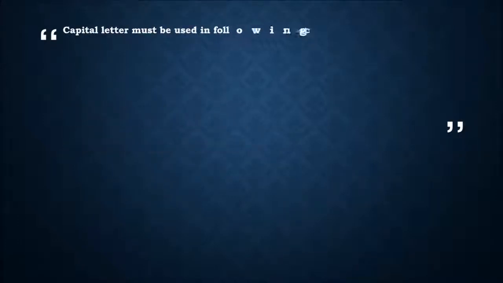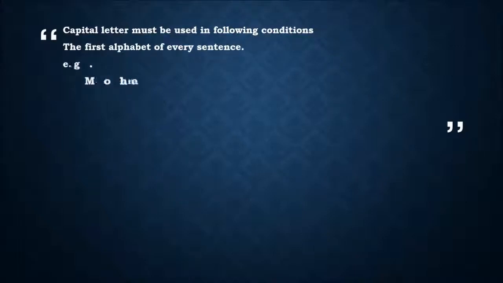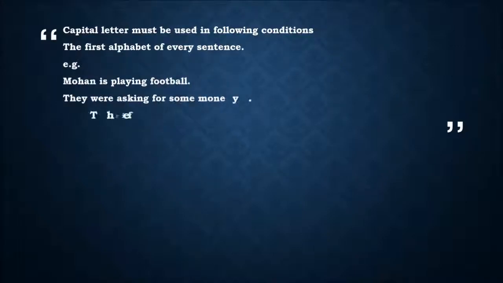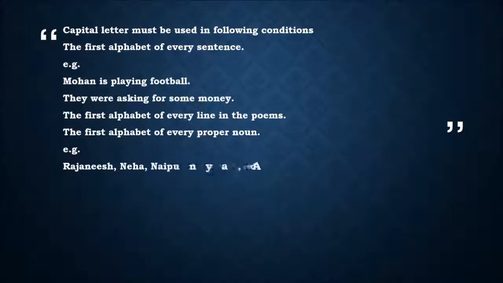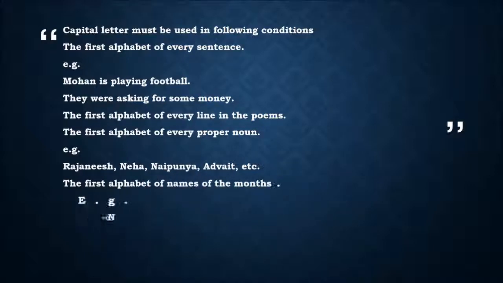3. The first alphabet of every proper noun. E.g. Rajanish, Naya, Advait, etc. 4. The first alphabet of names of the months. E.g. November, January, March, etc. 5. The first alphabet of names of the days. E.g. Tuesday, Sunday, Friday, etc. 6. The first alphabet of names of the festivals. E.g. Diwali, Christmas, Eid, Dasara, etc.